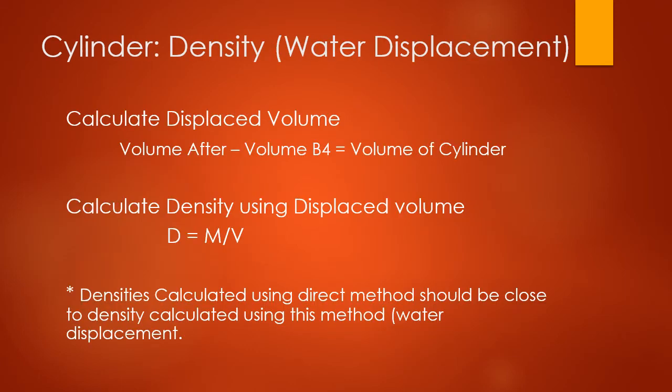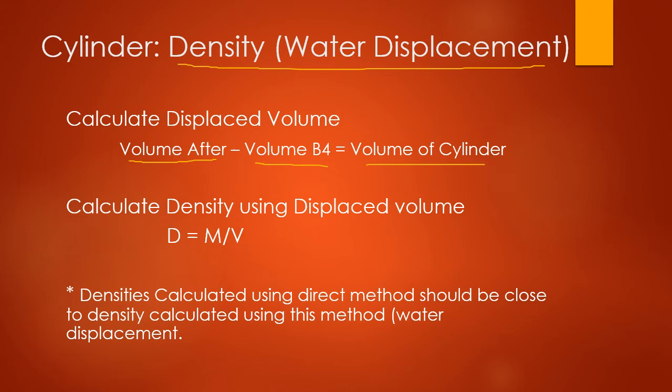Once you have the before and after water levels recorded, you are then ready to calculate the density of the cylinder through the water displacement method. To do that, you're going to calculate first the displaced volume. Once you added that cylinder, how much water was displaced? So you're going to take the volume after, subtracted by the volume of the water before. Subtracting those two numbers, that's going to give you the volume of the cylinder.